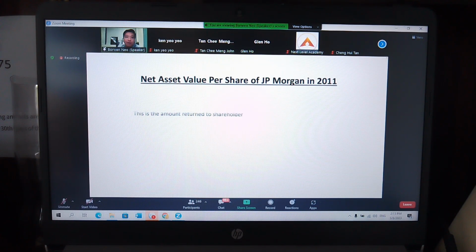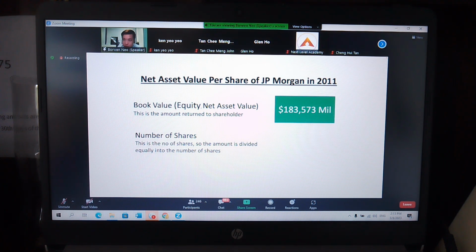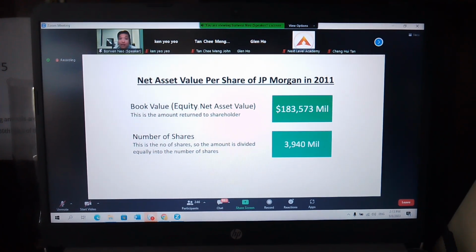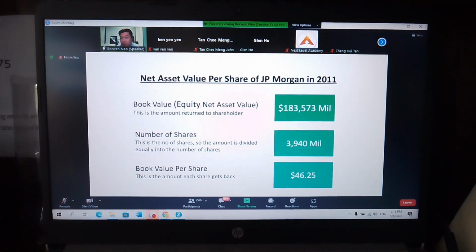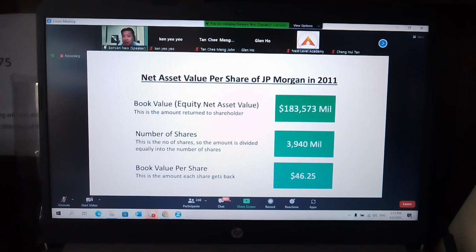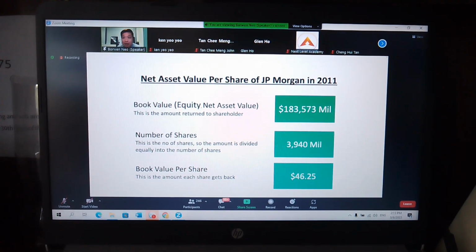For example, at that point in time, the book value is 183 billion and there are 3.9 billion shares. So if we divide, your book value per share is $46. This is basically the book value per share. What we want to do is invest at a price lower than the book value per share.